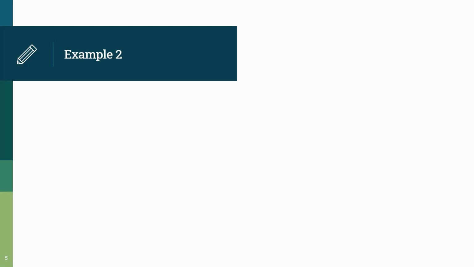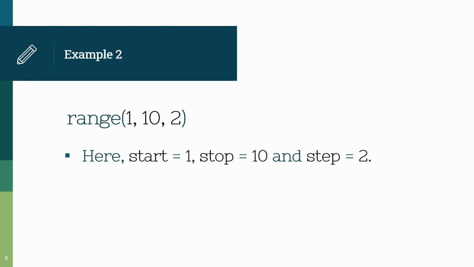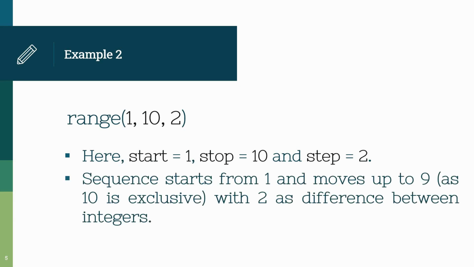And example 2, range of 1, 10, 2. Here the start value is 1, stop is 10 and step is 2. Hence, it generates a sequence which starts from 1 and moves up to 9 with a difference of 2 between the integers. Then this range object will contain the sequence of numbers 1, 3, 5, 7 and 9.